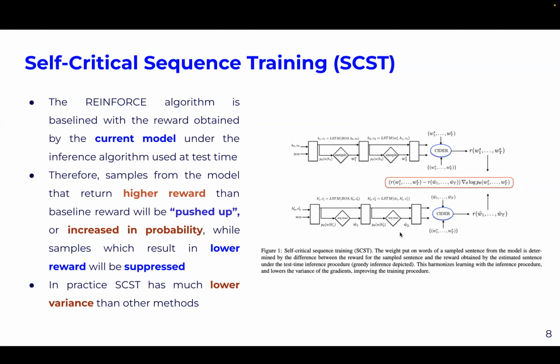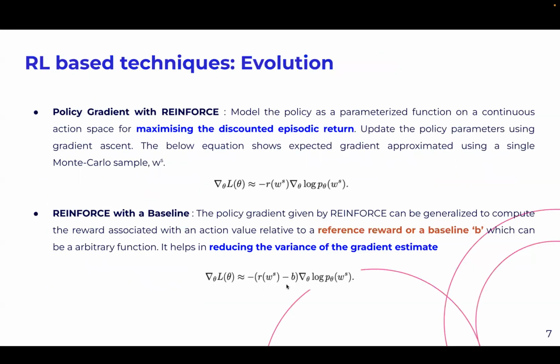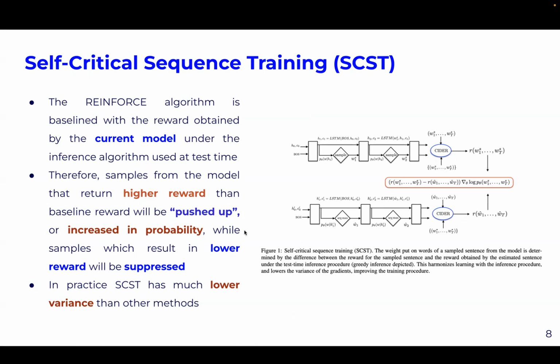For this baseline function, we put the model that we are training into inference mode, sample the tokens for the complete sequence, and calculate the CIDEr score. We treat that as the baseline and subtract it from the score of the sequence sampled during the training phase. So this formula still remains the same, and B is replaced by the argmax greedy decoding search. As I mentioned before, samples with higher reward than the baseline will be pushed up in probability, while samples which result in lower reward will be suppressed.